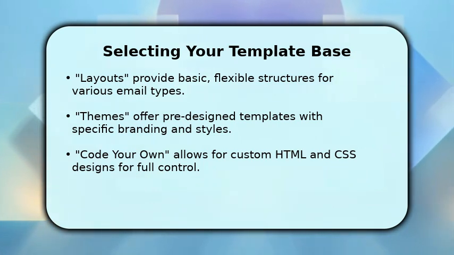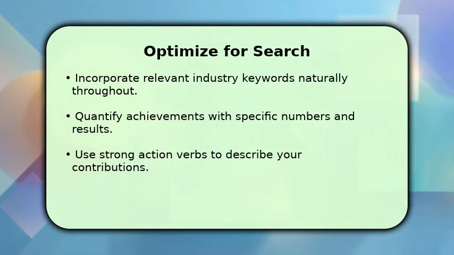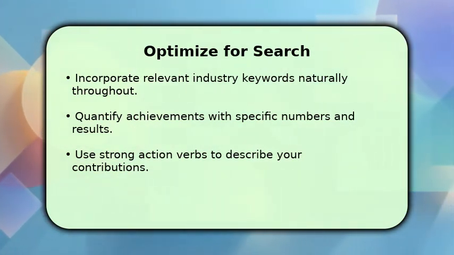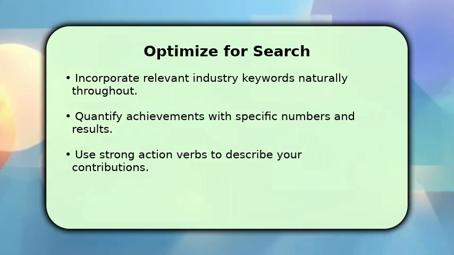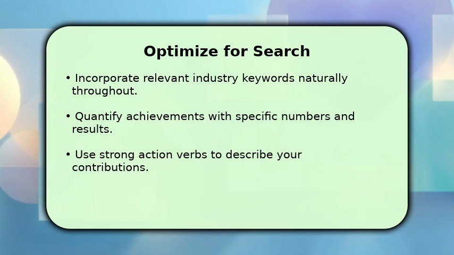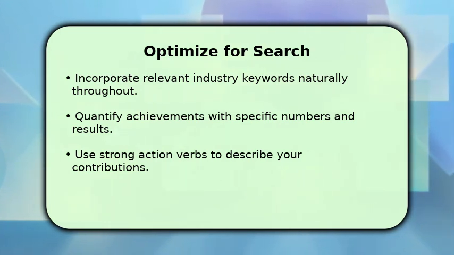To ensure your summary gets noticed, optimize it for search. Think about the keywords recruiters in your industry use and weave them naturally into your text. Don't just list responsibilities. Quantify your achievements with specific numbers and metrics whenever possible. For example, instead of managed projects, say managed over 20 projects, increasing efficiency by 15%. Use powerful action verbs to describe your contributions and impact.